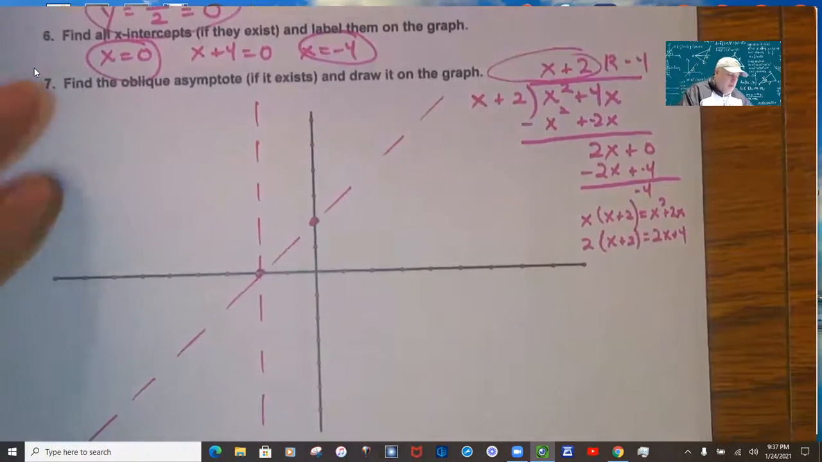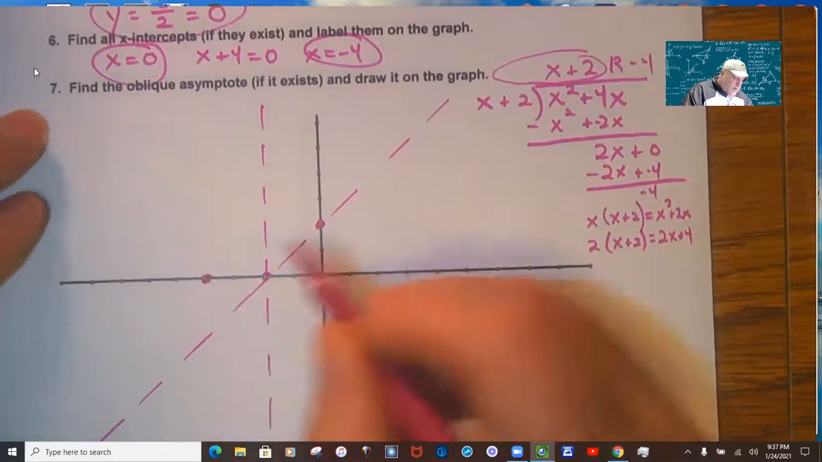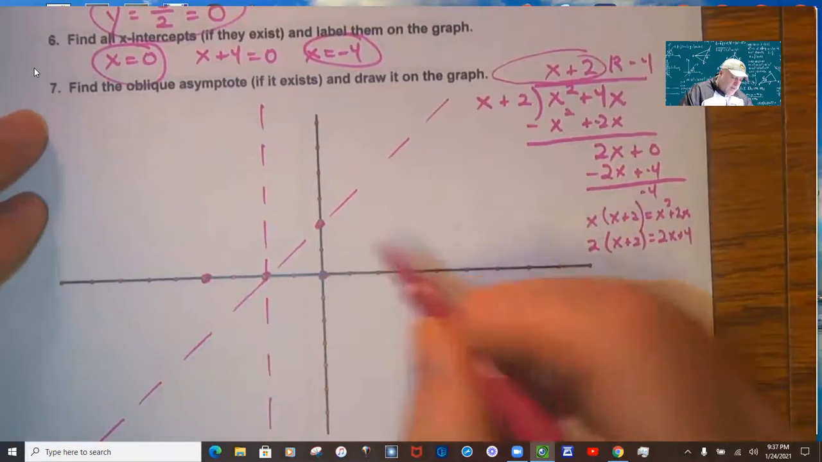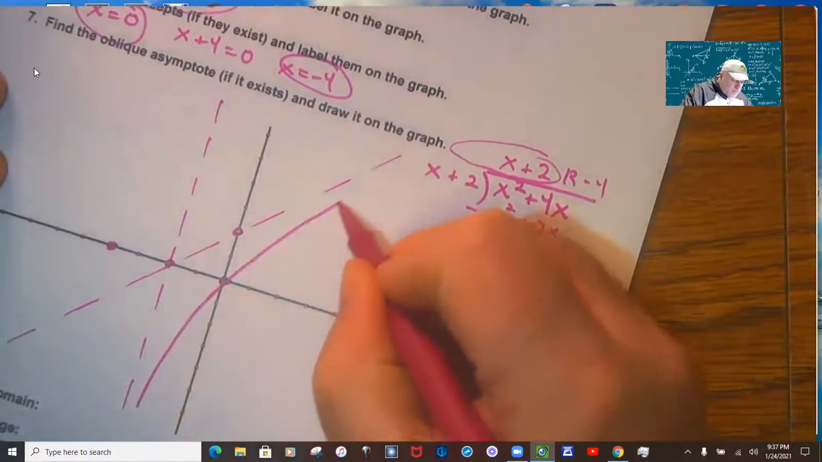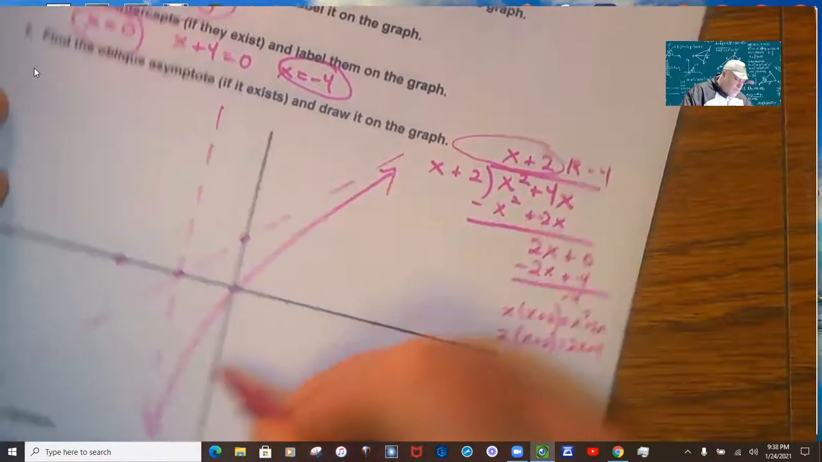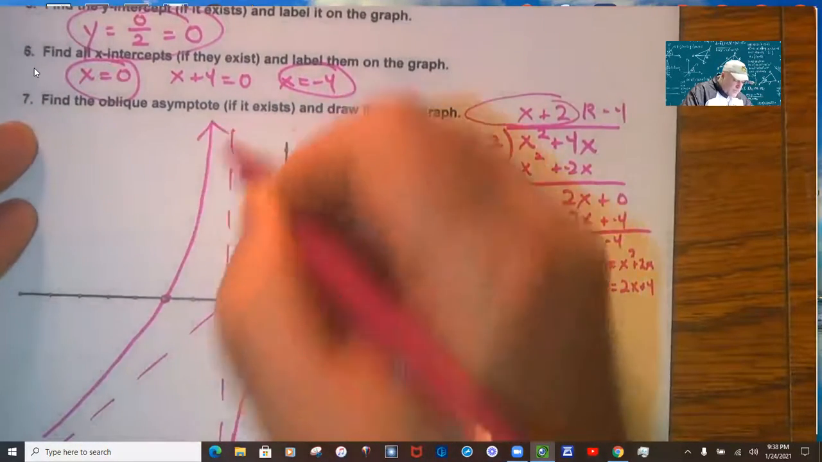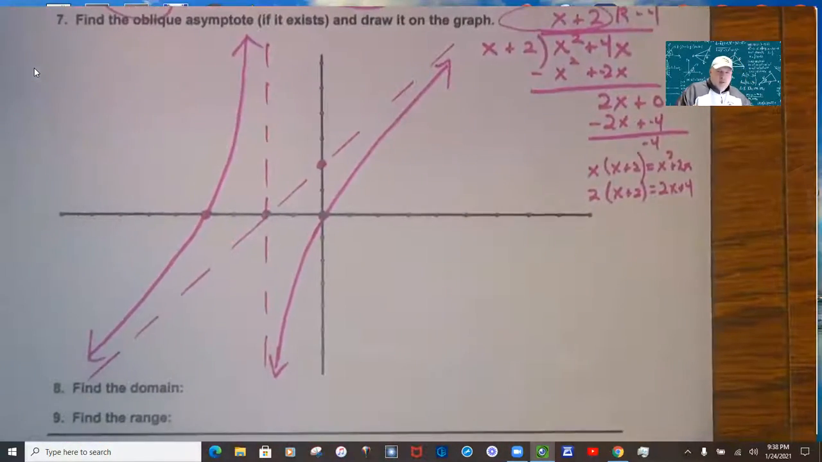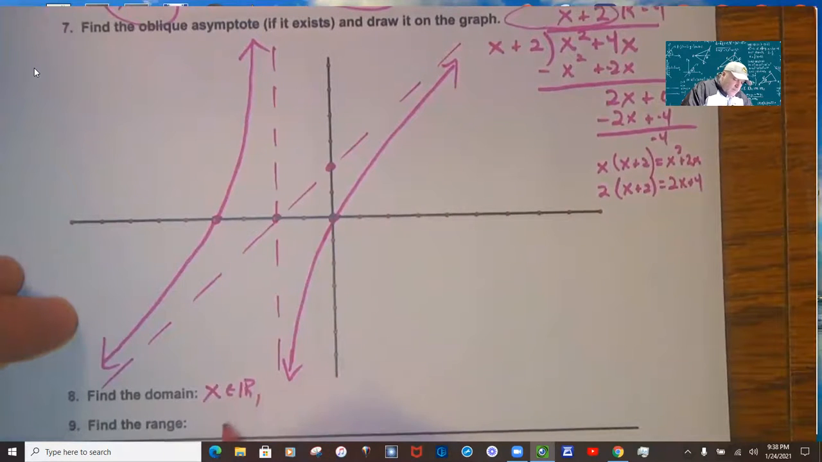And so -4 is the x-intercept. And then 0 is the x and y-intercept. So what does this look like? There it is. Funny looking thing. Again, I don't know if I put this on the quiz or not, but just to know that they're there.